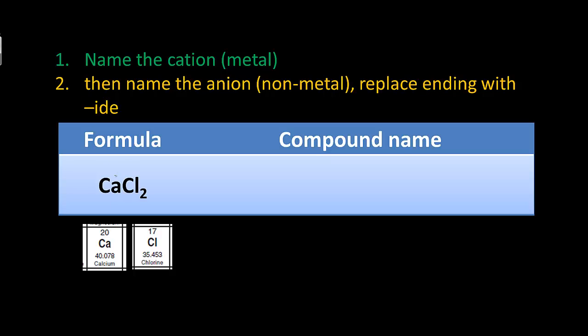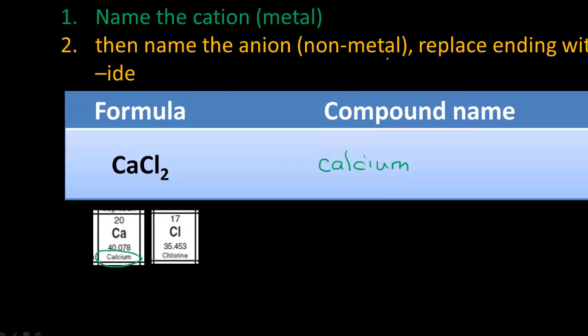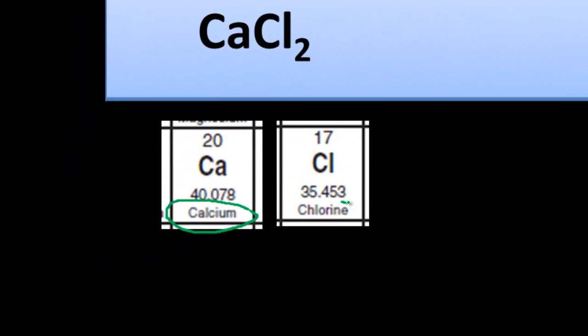So we have our formula CaCl2. If we look on the periodic table at Ca, the name of it is calcium. So the first thing we're going to do is name our cation, which is the metal, and that is calcium. Then we're going to name our anion, or the nonmetal, and if we look at that, our Cl is chlorine.